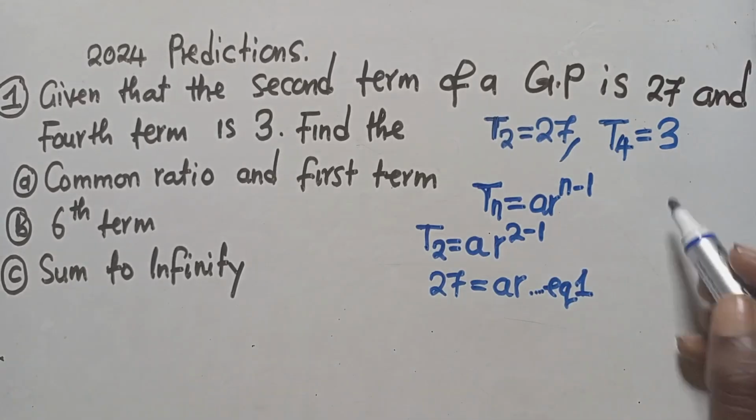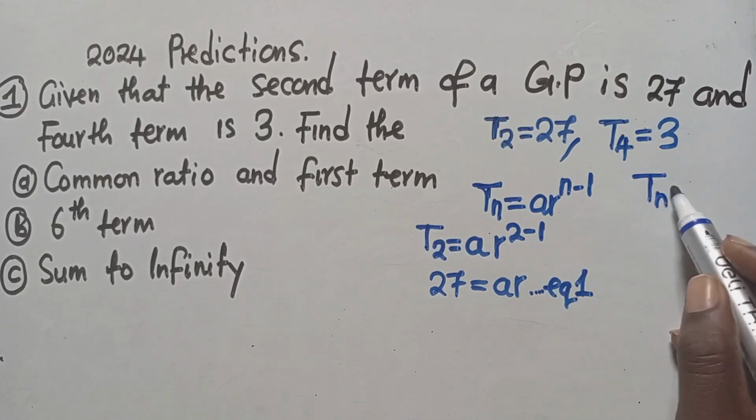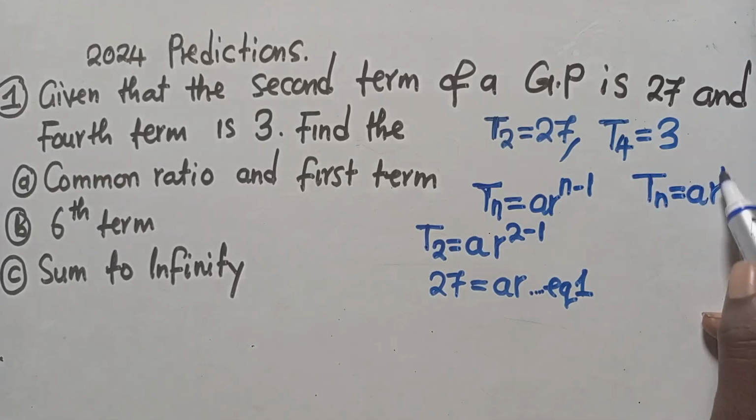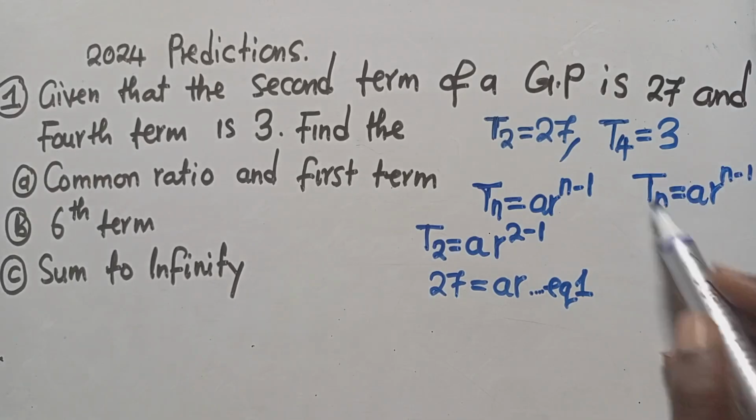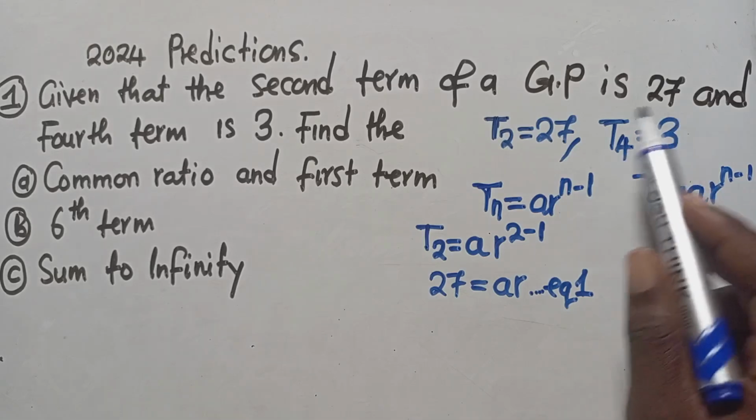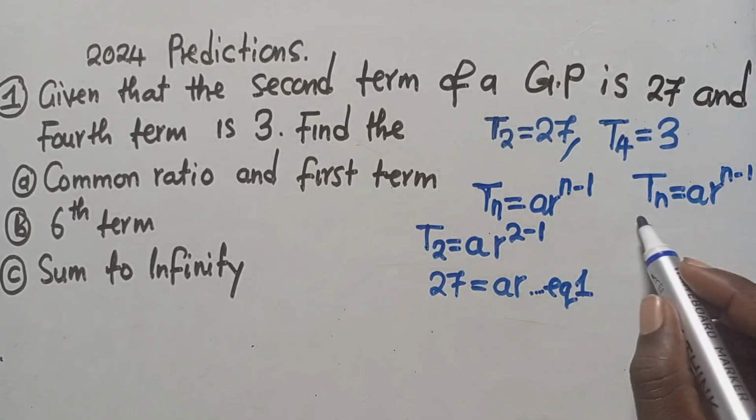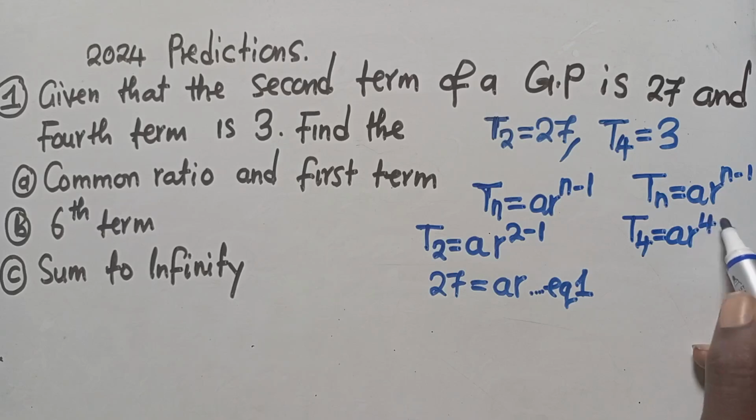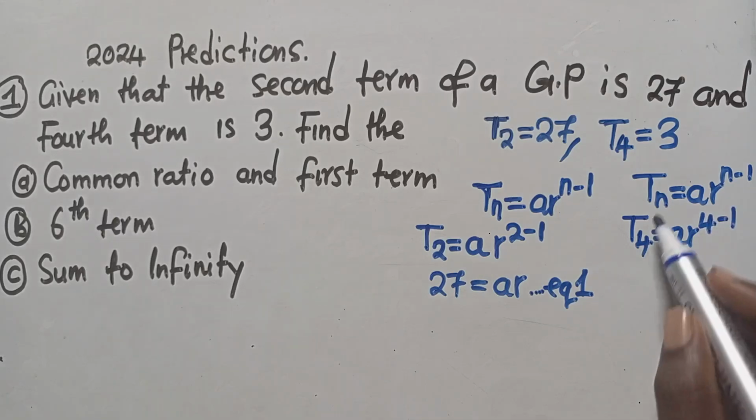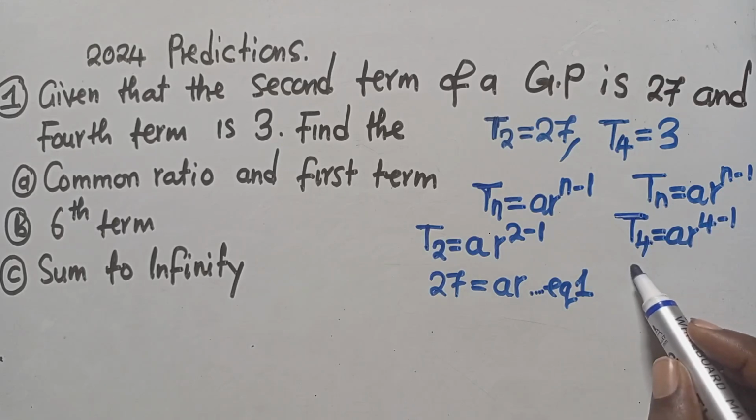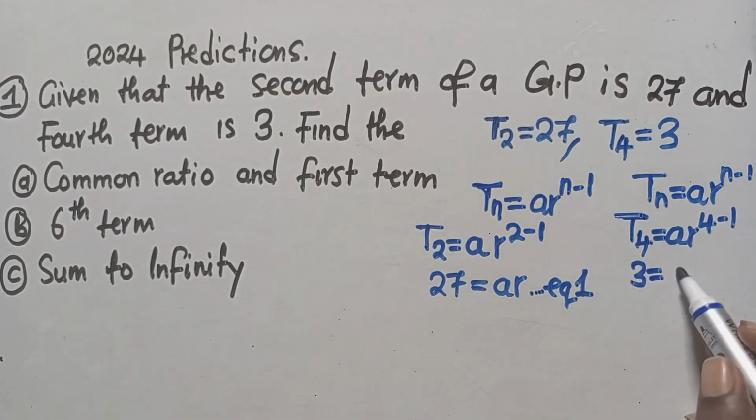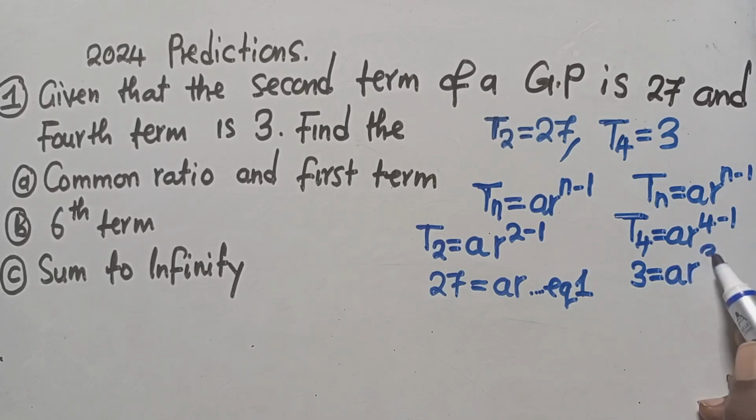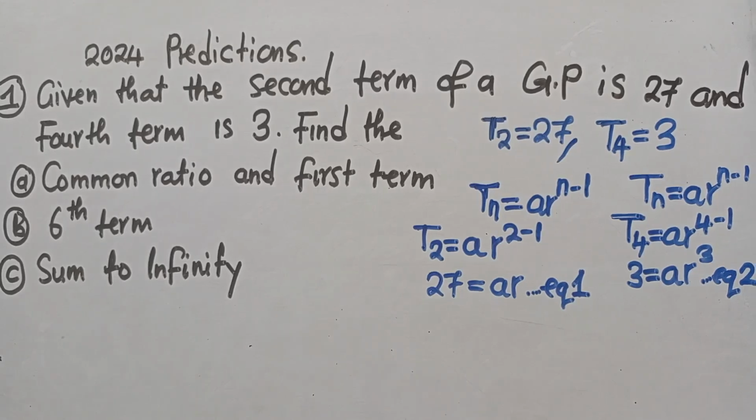I move to that other one, I do the same. Tn is equal to ar^(n-1). Where there is n, I'm putting a 4, and the fourth term, I know that it is 3. So T4 is equal to ar^(4-1). I know the fourth term is 3, so I put a 3 there, which is equal to ar to the power 3. So this is my equation 2.